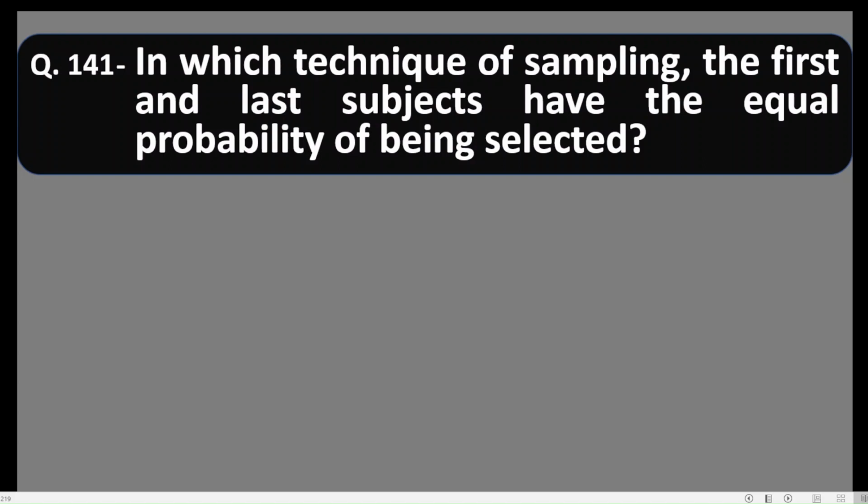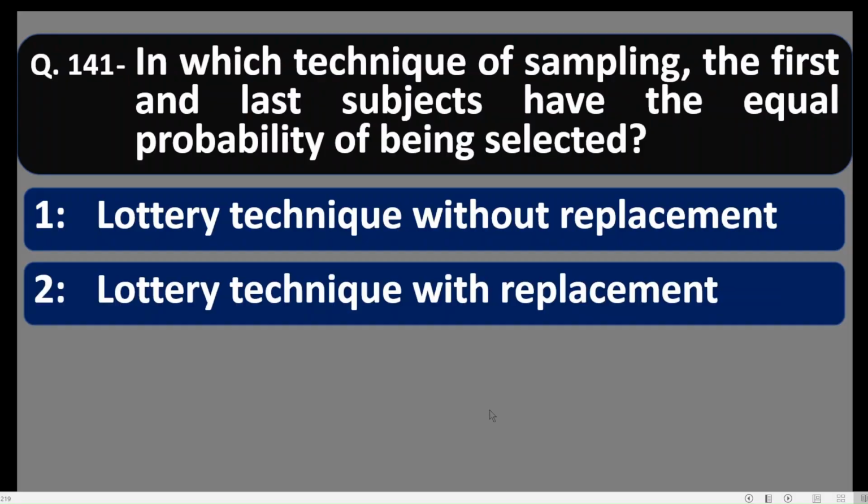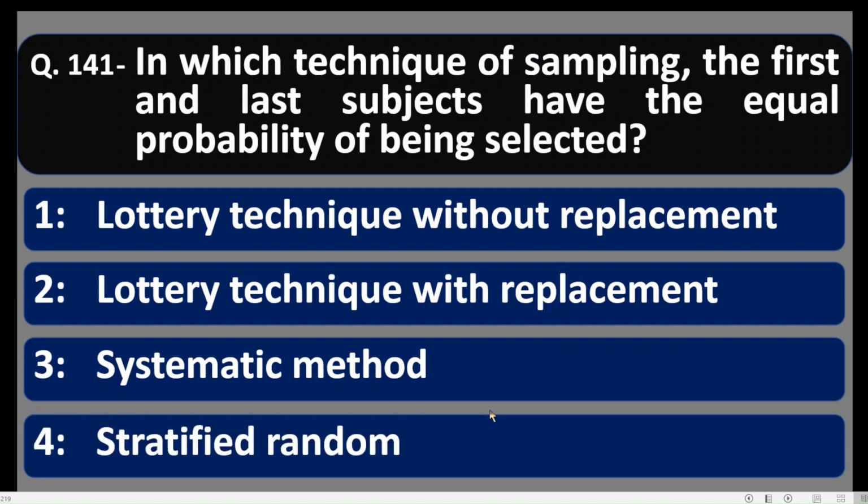Question number 141. In which technique of sampling do the first and last subjects have the equal probability of being selected? Let us see the options. Number 1, lottery technique without replacement. Number 2, lottery technique with replacement. Number 3, systematic method. Number 4, stratified random.